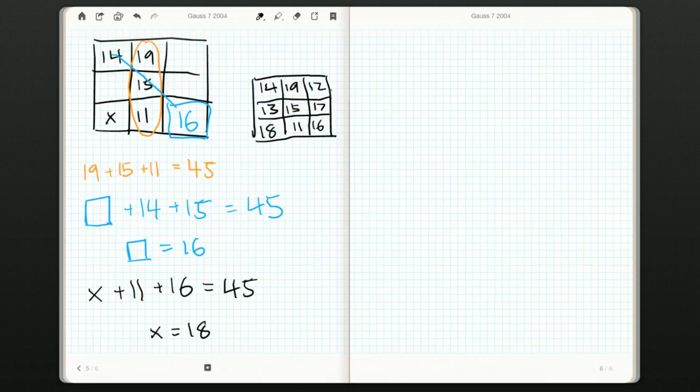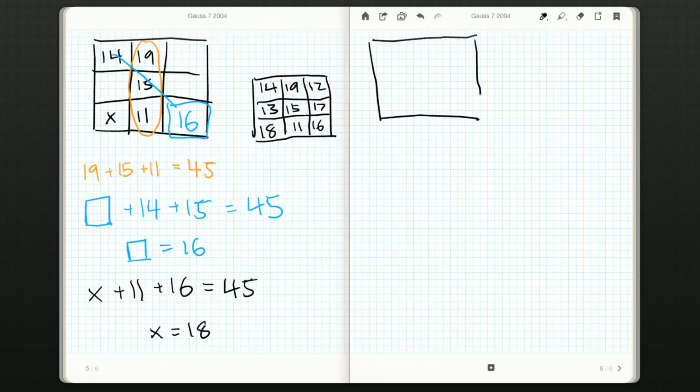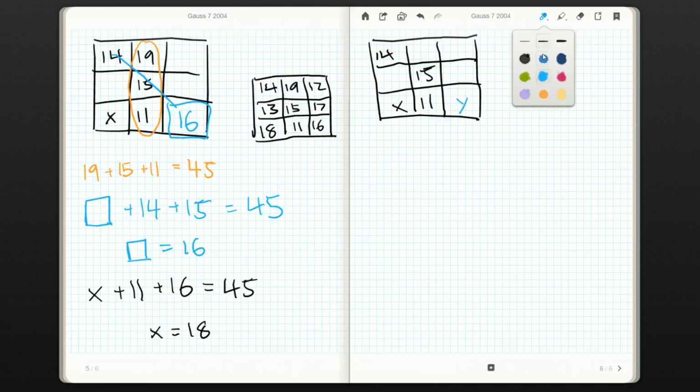Now, I said I had another way to do this. And it also relies on using this corner, but I don't need to work out that he is 16, and I don't need to work out this sum of 45. So what I'm going to do is I've got the 14 here, I've got my 15, I'm not even going to use the 19, I've got the 11, I've got the x, and I'm going to give this a special name. I'm going to call him y.